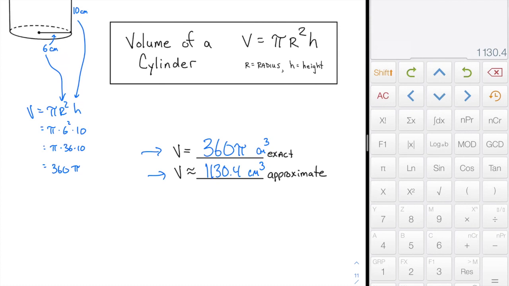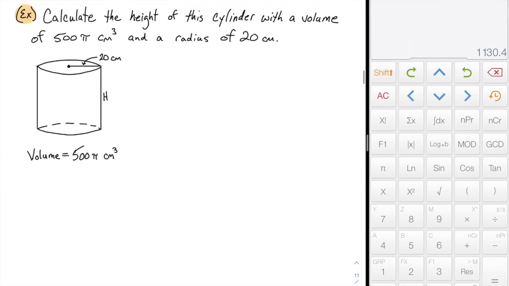Let's do another one, just so you know that I'm not kind of messing with you here. Calculate the height of this cylinder with the volume of... Look, this one's a little different. In this one, they actually give me the volume of the cylinder. They give me the radius, and they're asking me to calculate the height. So we're trying to figure out what the height is in this one.